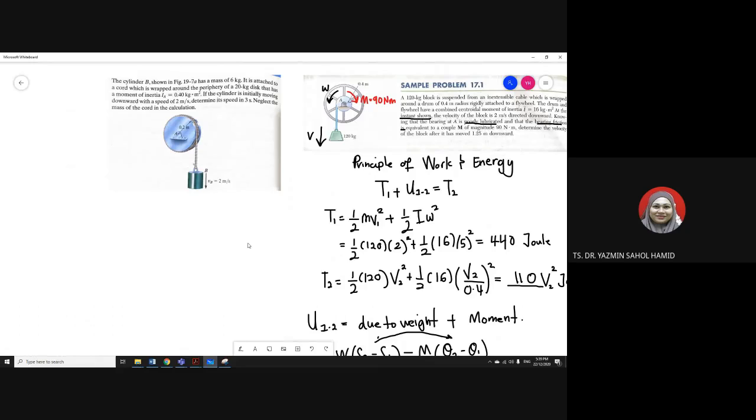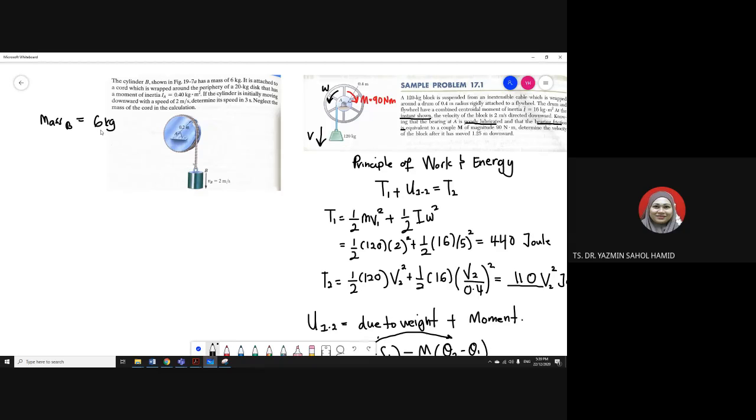This question looks very similar to the previous question, but let's read it to understand. The cylinder B shown in the figure has a mass of 6 kilogram. Let's write that down. Cylinder B, so mass B is 6 kilogram. Now it is attached to a cord which is wrapped around the periphery of a 20 kilogram disc.